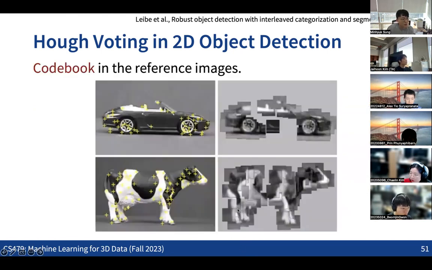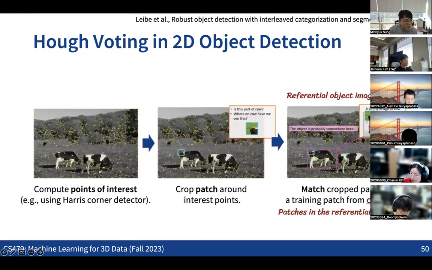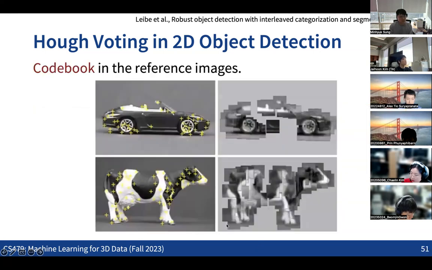Then we also assume that we have lots of reference images of cows, right? So we have lots of these cow images, and we do the same thing, extracting some key points and then making the local patches. So we compare the patches that we extracted from the input image with the patches that we extracted from the reference images. The patches in the reference images will be called the code book.